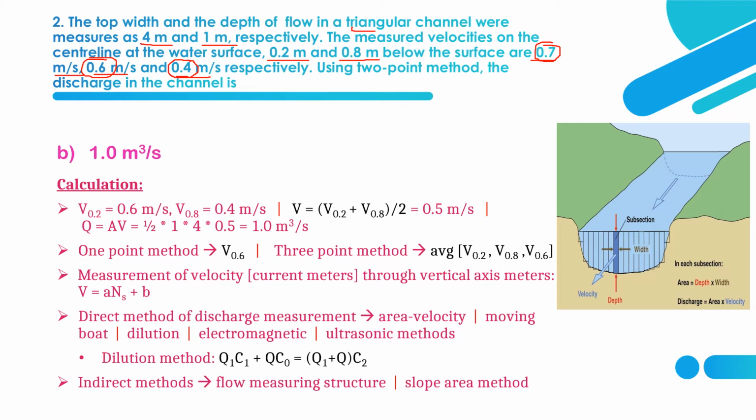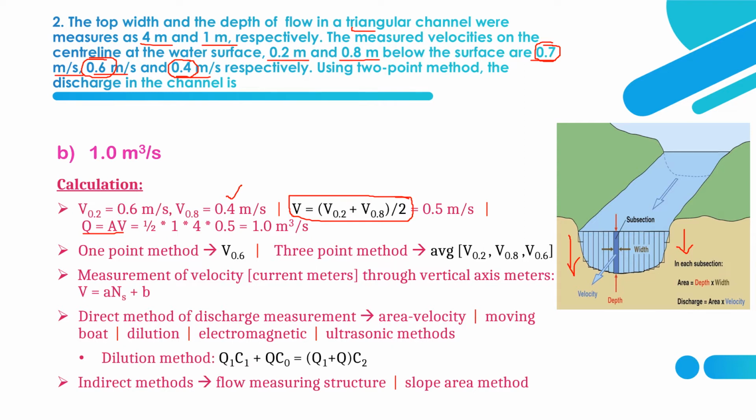Velocity at 0.2 meter depth is given as 0.6 meter per second. Velocity at 0.8 meter depth is given as 0.4 meter per second. So we have to take the average of these. In the 2-point method, we average velocities at 0.2 meter depth and 0.8 meter depth only. This is the formula for the 2-point method. We got the answer as 0.5 meter per second, and now we have to calculate the discharge. Discharge is nothing but A into V.